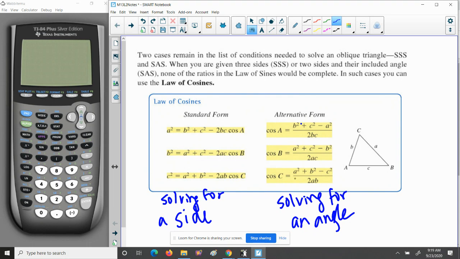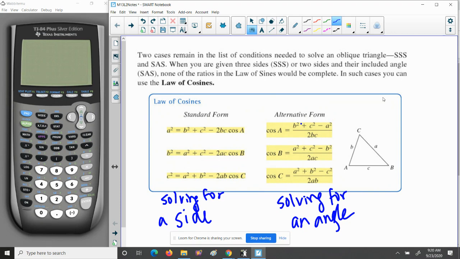Cosine B and C, we have the other two corresponding sides squared and added together minus the side that goes with the angle listed squared, all over 2 times the other two corresponding sides. Again, it's very much more about memorizing the pattern than memorizing 6 different formulas. Also notice that we can get this formula by solving for the cosine in the original standard form.